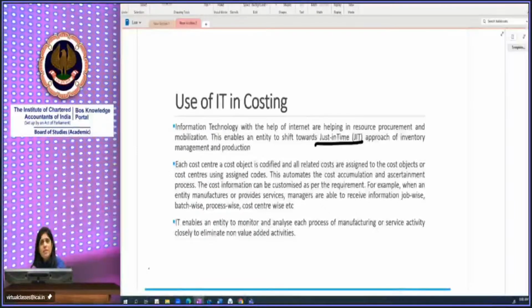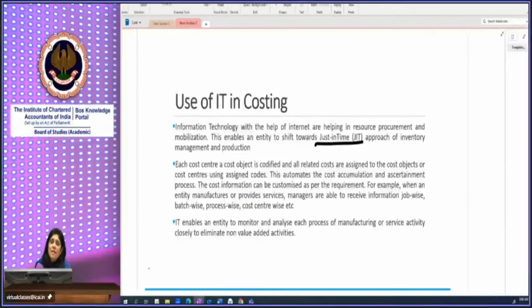Just in time means as and when you require. You don't require to stock up the inventory that much. So the IT system has integrated everything, so that really helps. If I want to purchase something, in no time I can place an order. In no time it gets inspected. The whole process is automated, and it has actually increased the shift towards just in time.